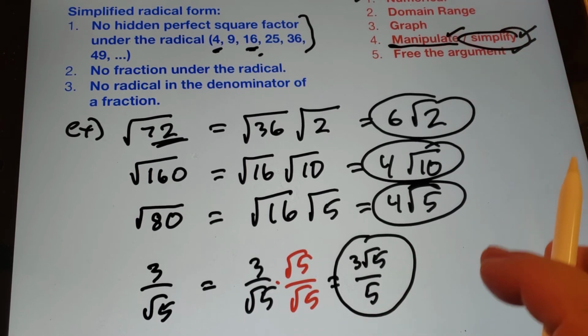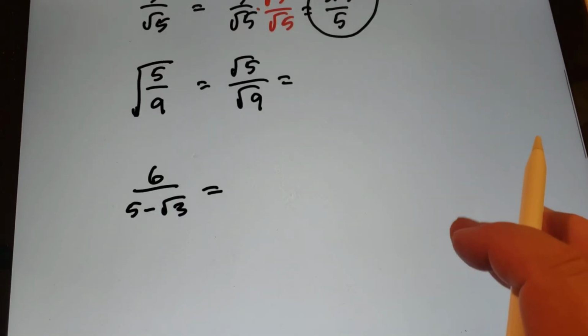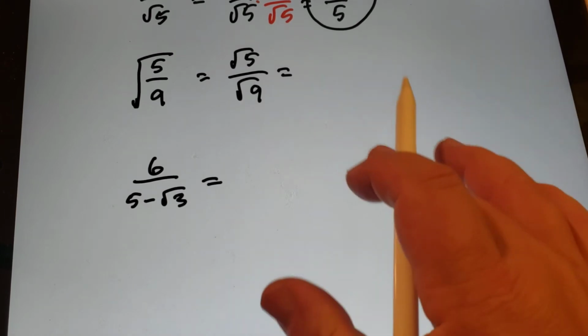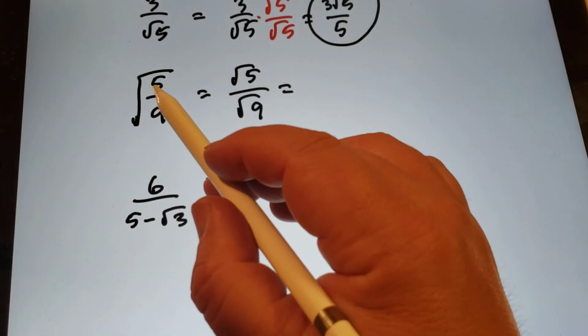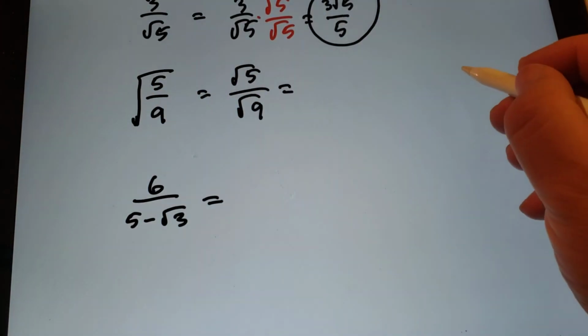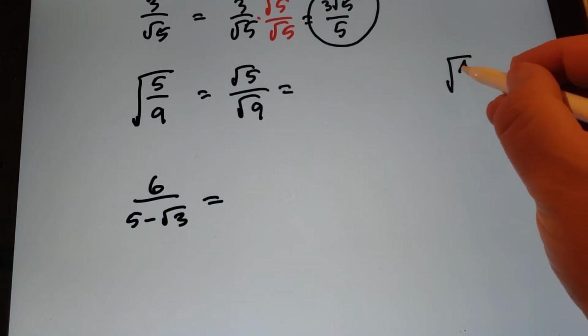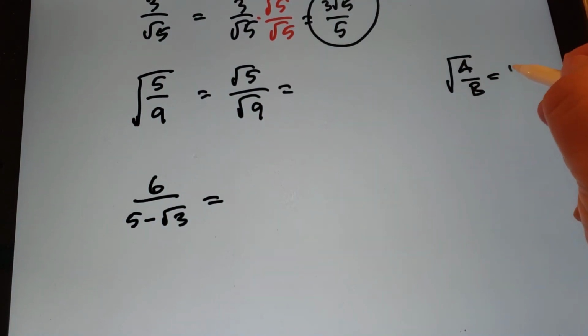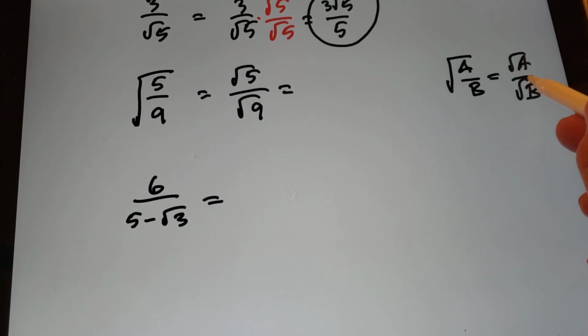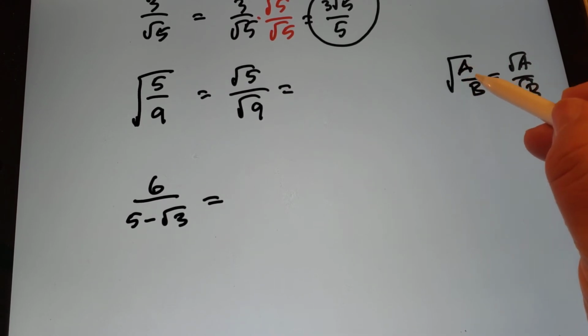Not every function works this way, but radicals work this way, where you can take, it's usually written this way, square root of a over b, and write it as the square root of a over the square root of b. Actually, it's the distributive property, and the thing I'm distributing is the radical. So I can distribute the radical in this situation.